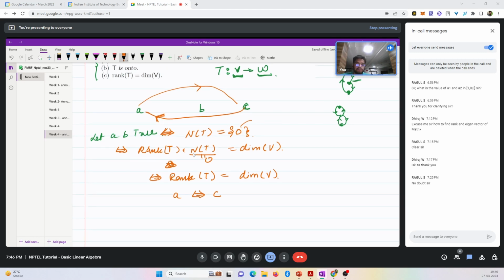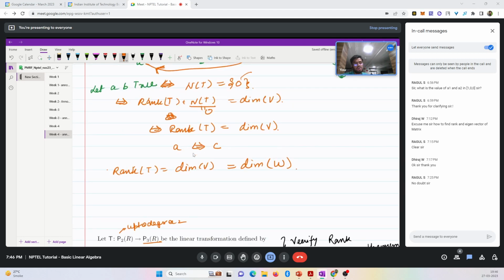Now see what we can do. Because we know that rank of T is equal to dimension of V, and dimension of V is in fact equal to dimension of W. Now, if you have two spaces, let's say this is V and this is W, then V, when we are mapping, will get mapped to some subspace. Let's say this is the subspace to which it is getting mapped.